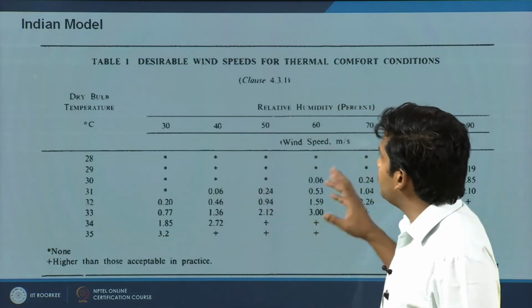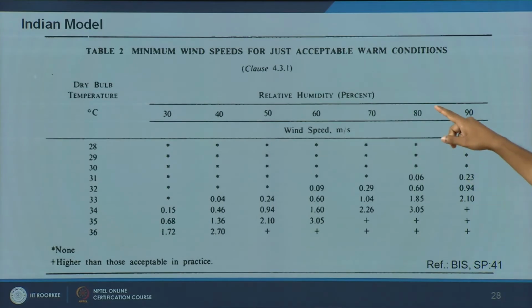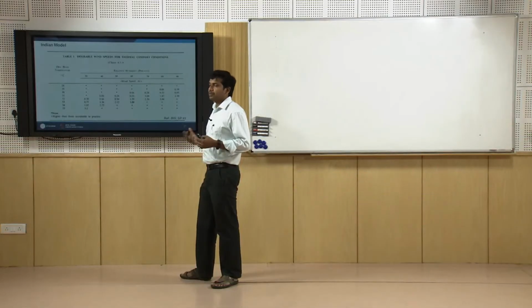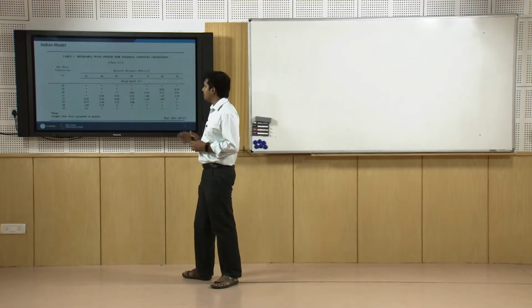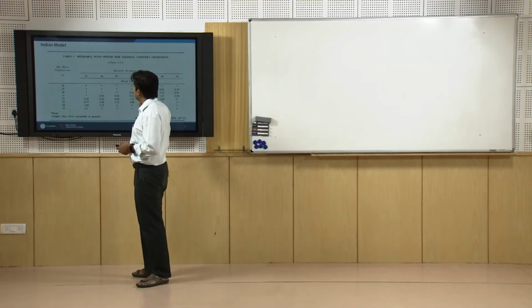Similar looking tables, but the only difference is this is a set of conditions for thermal comfort, and the next table is conditions for acceptably warm conditions. It does not have to be really comfortable, but it can be acceptably warm, which I can still accept. Then the conditions slightly differ.